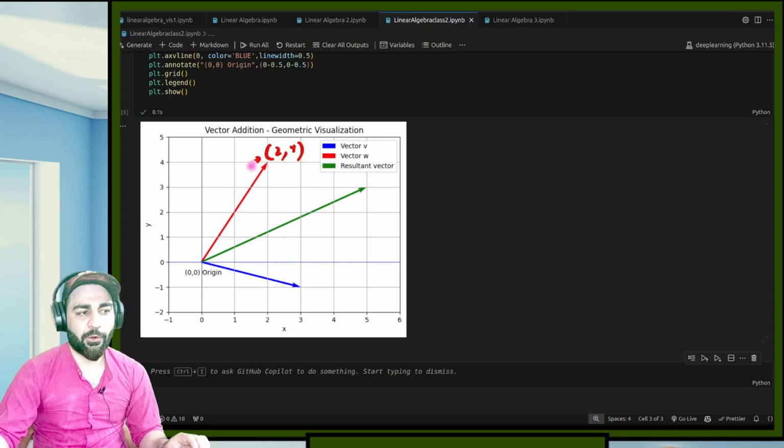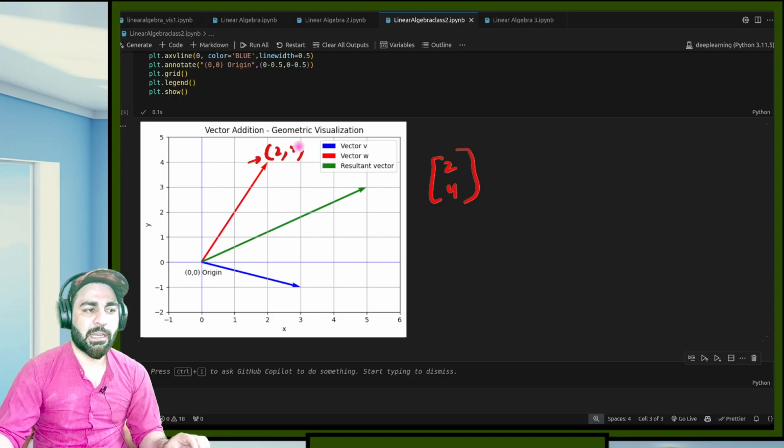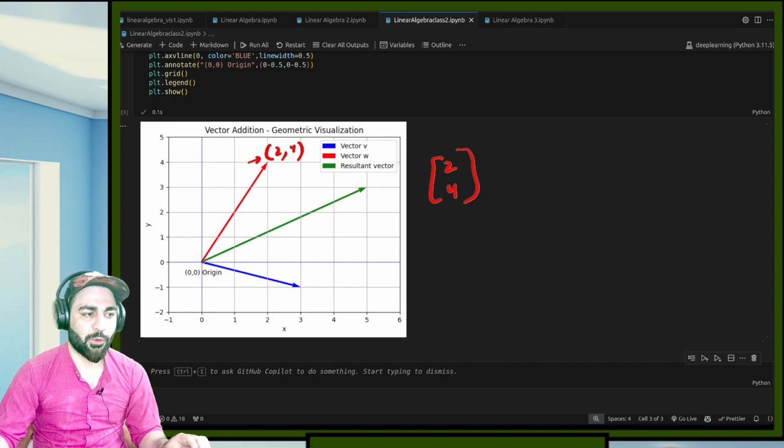So this by default is a column vector, which I have told you should be interpreted like this. But for the sake of simplicity, if I put these braces like this, this should also be treated as a column vector. So this is 2, 4. By 2 you mean you have to go 2 in the x direction and 4 in the y direction, and you will land at this vector.